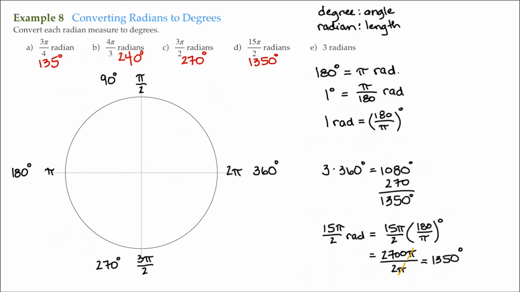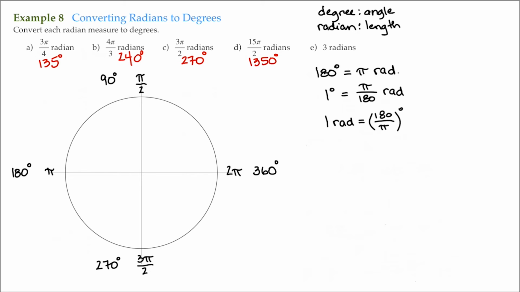Let's do E. We have 3 radians. You can have a radian measure that's not expressed using pi. If that's the case, we just have 3 radians. So that's going to be equal to 3 times 180 divided by pi degrees. 3 times 180, that's 540 over pi degrees.